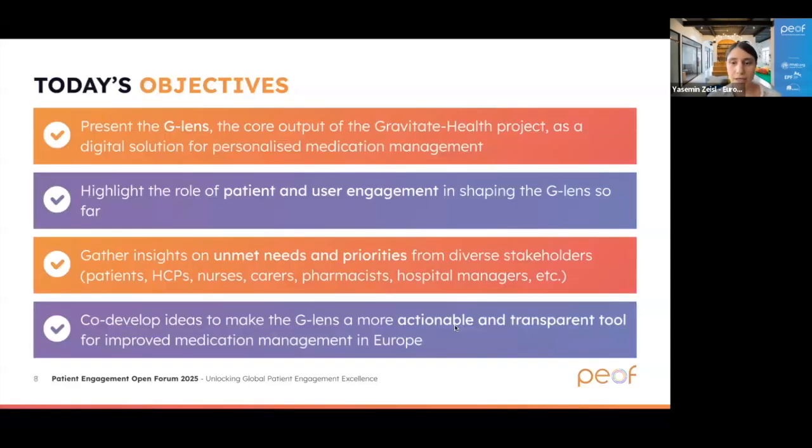Today's objectives are quite straightforward. We have 4 objectives. First of all, present to you the G-Lens, which is the core output of the Gravitate Health project, as a digital solution for personalized medication management. Then also highlight the role of patient and user engagement in shaping the G-Lens concept so far. And then interact with you and learn about your thoughts and insights on unmet needs and priorities regarding the things that we will present to you. And finally, hopefully, generate ideas to make the G-Lens a more actionable and transparent tool for improved medication management.